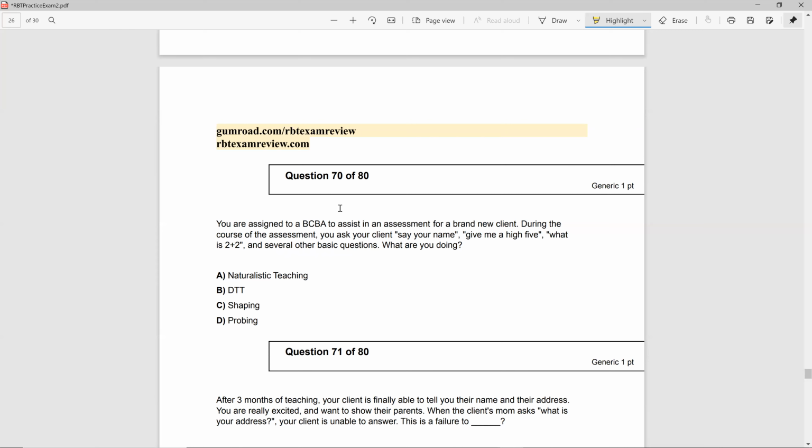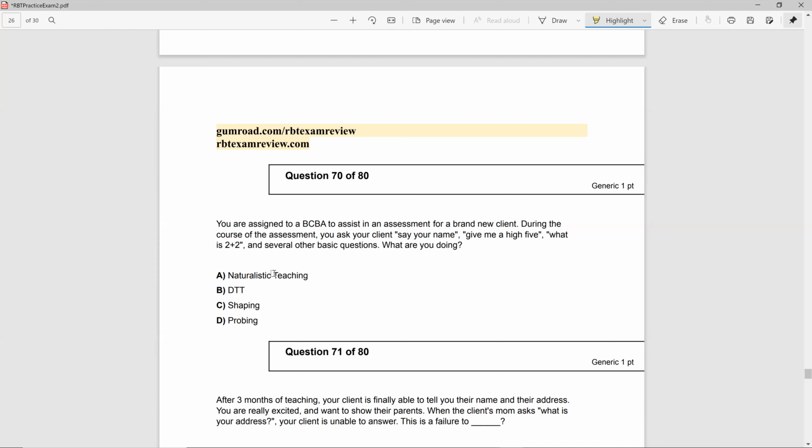Naturalistic teaching or DTT? Are you actually teaching in this scenario? Are we providing reinforcement? Are we providing feedback? Or are we just asking questions? Well, based on the information, we're just asking questions, right? We're not teaching anything. We're not sitting at the table running trials. We're not waiting for situations to teach. Okay, we're just asking questions.